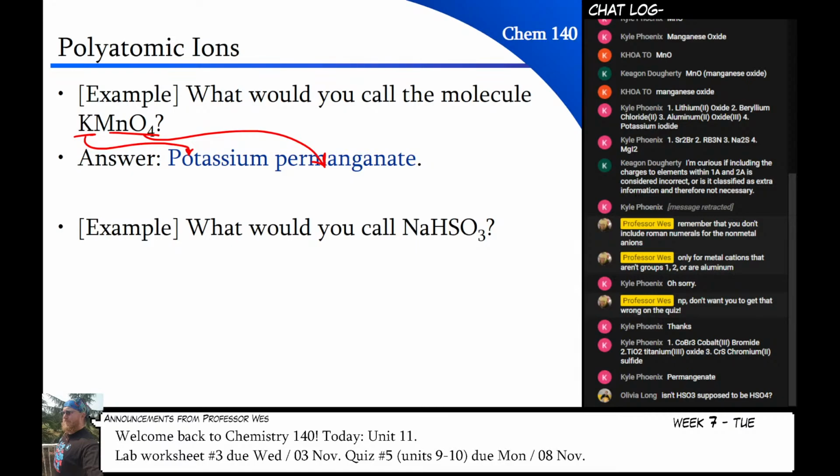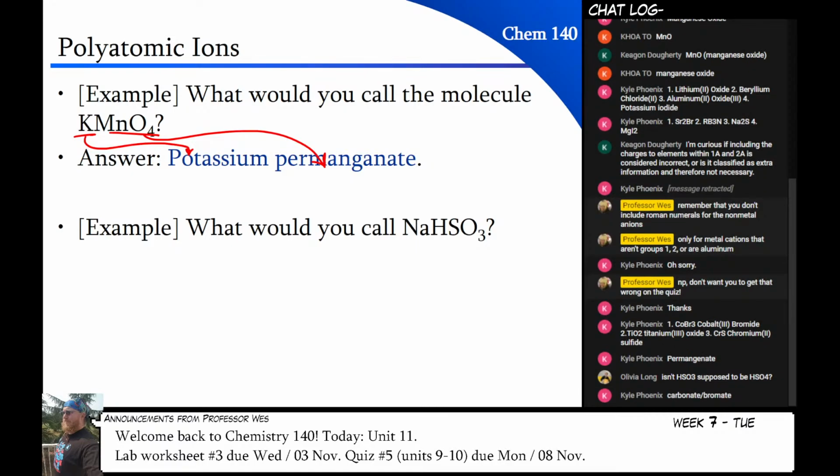Isn't HSO3 supposed to be HSO4? There should be both. Both of them should be on your list. Oh, look at that. Both of them are not actually on your list. And they don't have both names, which is strange.